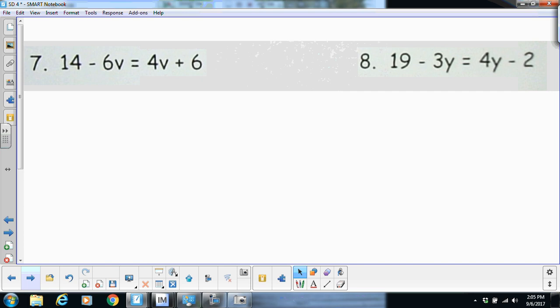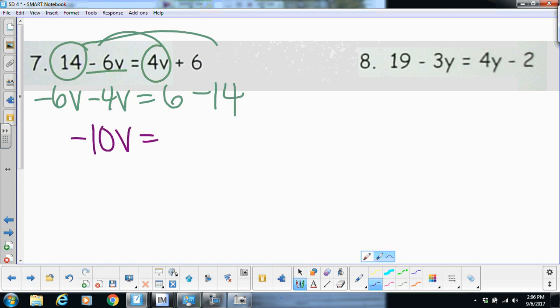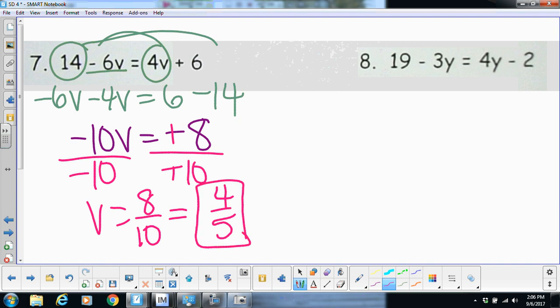Okay, number 7. Again, let's circle and move here. So that negative 6v is going to stay there, minus 4 more. 6 will stay, minus 14. That's going to give me negative 10v and negative 8. Now, when I divide by negative 10 this time, first of all, two negatives make a positive, and I have 8 over 10. But that can reduce down to 4 over 5 by dividing by 2 on each one.